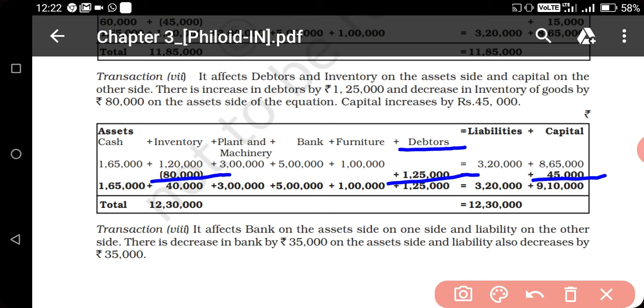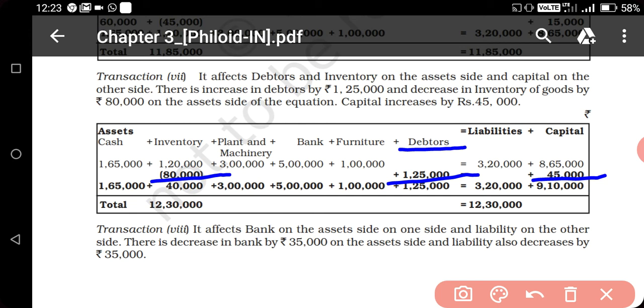So three impacts we have seen here. One is cost of goods rupees 80,000 should be reduced from the inventory. Rupees 1,25,000 will be added into the assets as debtor because we have sold these goods on credit, and 45,000, the difference between the cost and the total sale, is profit, which will be added into the capital.